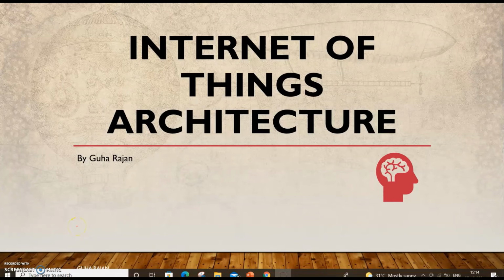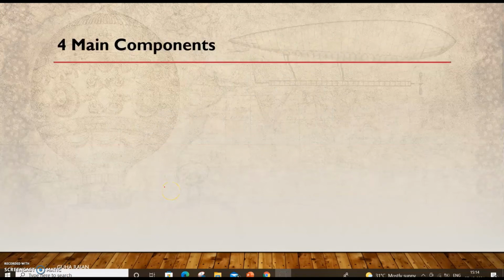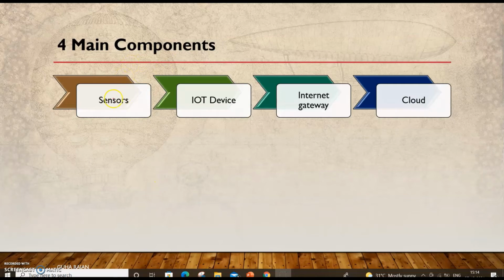Let's now look at the architecture of the Internet of Things. More than the architecture, it's a kind of block diagram where you can easily identify the components involved in IoT. There are four main components in IoT. The first one is the sensor, meaning any physical parameter, be it temperature, be it pressure, or in some cases you might have a camera to get the image.